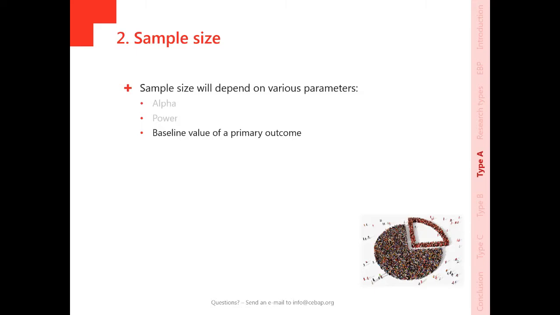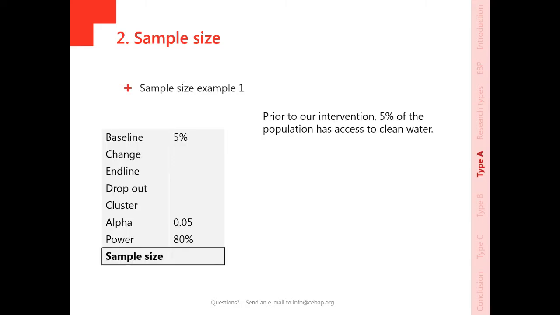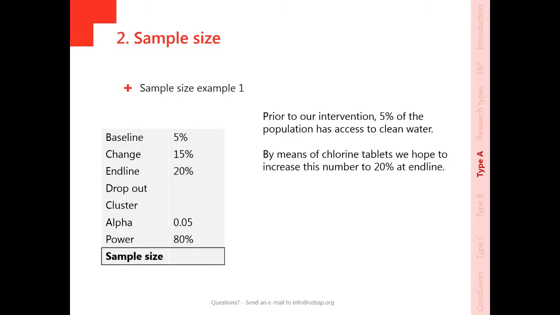So I will try to explain this by means of an example. Let's say we want to apply an intervention, and at baseline, so prior to our intervention, 5% of the population has access to clean water. By means of our intervention, we hope to increase this number to 20% at endline. So we want to have an impact of 15%. We take a dropout rate of 10% into account. A dropout rate refers to the number of people that we expect to lose at endline.